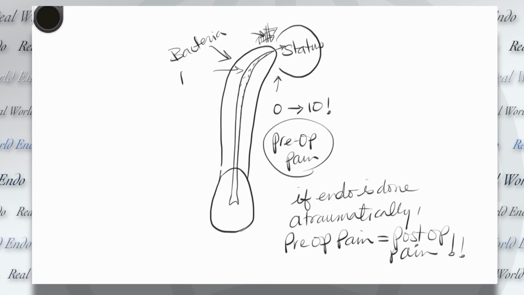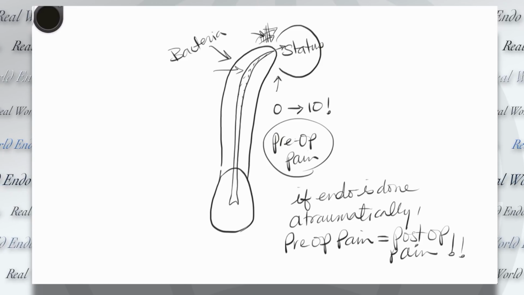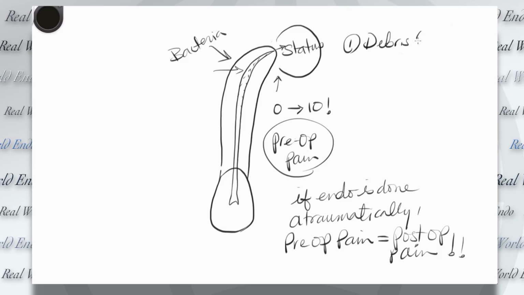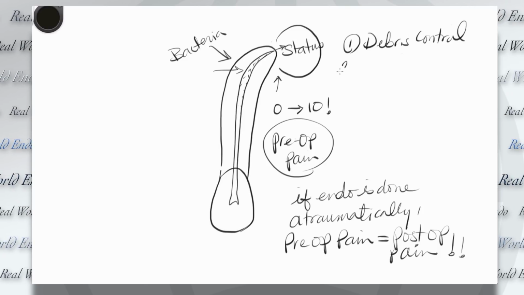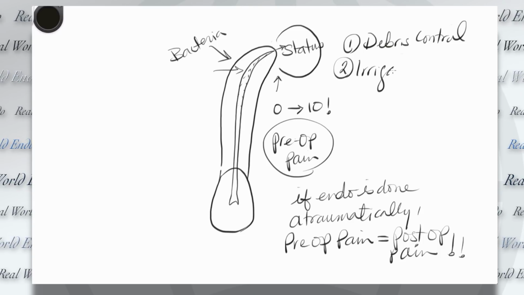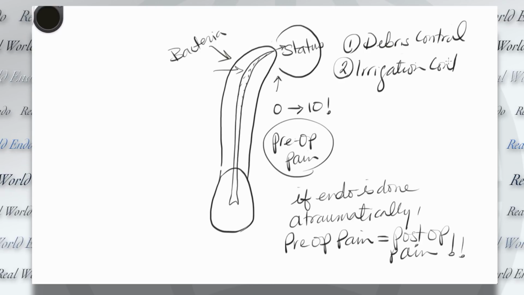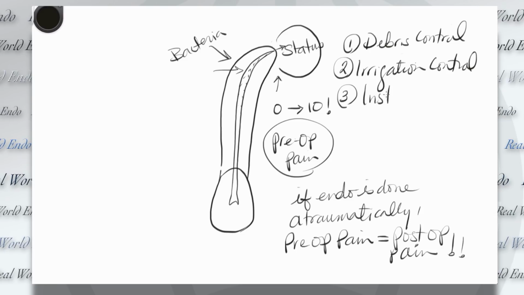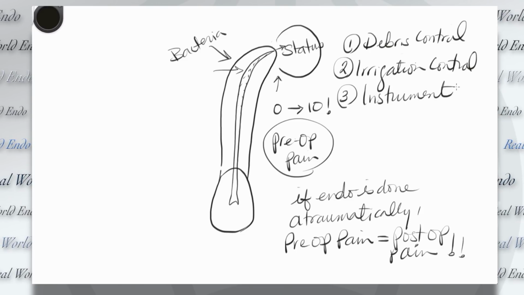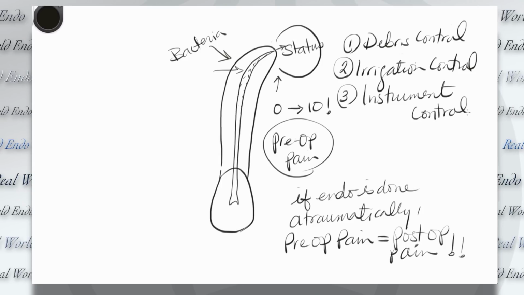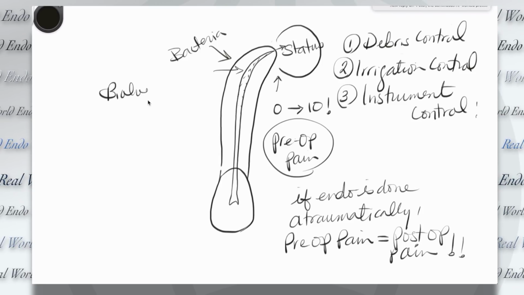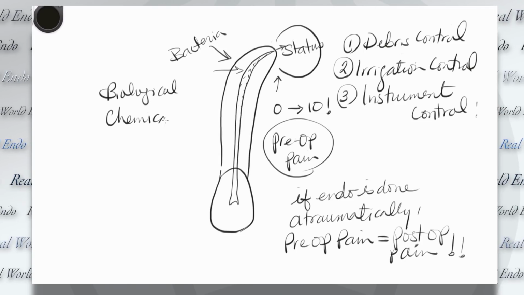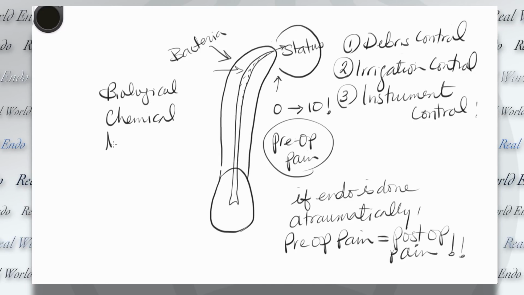Okay, so basically everything relies on 3 main factors. The first factor being debris control, the second factor being irrigation control, and the last one being instrument control. You can break it down to these 3 things: debris, meaning antigenic bacteria or biological burden; irrigation control, which would be chemical burden to the periapical area; and lastly, instrumentation control, which would be mechanical.